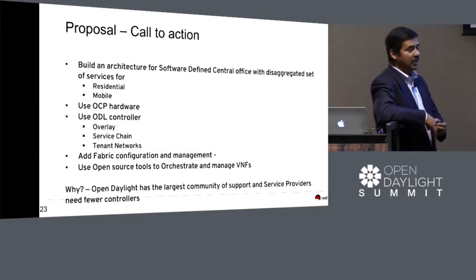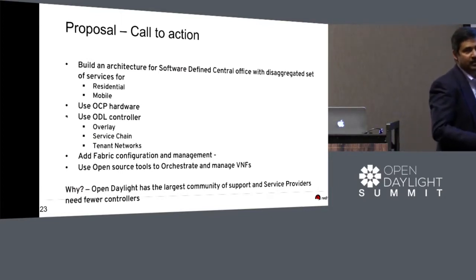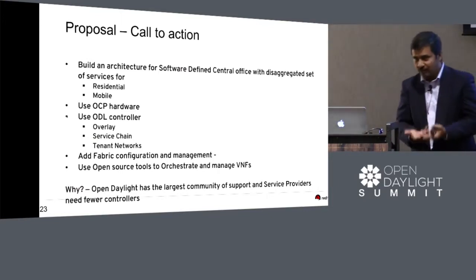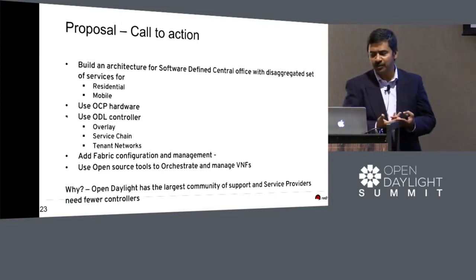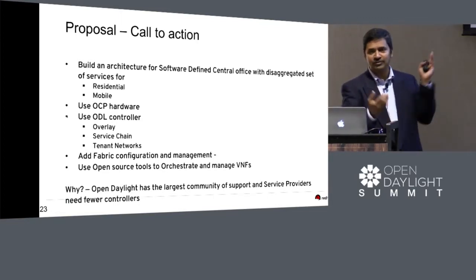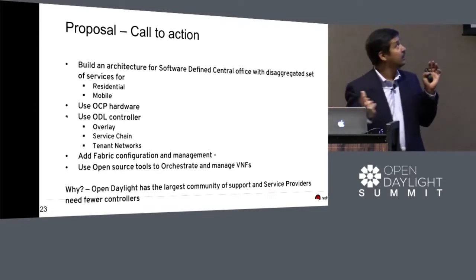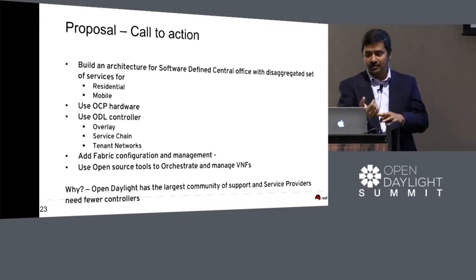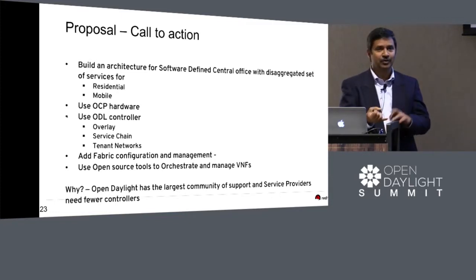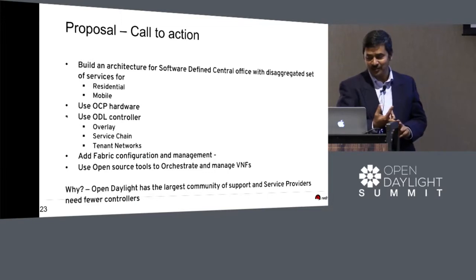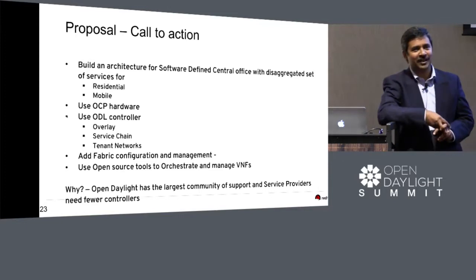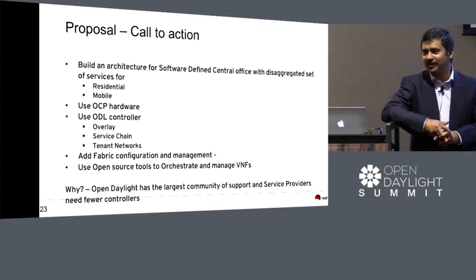And so that brings me to my next slide, a proposal or call to action. In order to be able to build a virtualized central office with ODL, there are a whole bunch of components that are there for the residential and mobile. Those are the two use cases we're going to focus on right now. You can use the ODL controller to configure the overlay, the service chains, and the tenants. We do need to work on the fabric management stuff. We do need to work on the Kubernetes and ODL integration capability. And why? Then the question becomes, okay, ONOS already has this capability. Why are you trying to reinvent the wheel yet again?